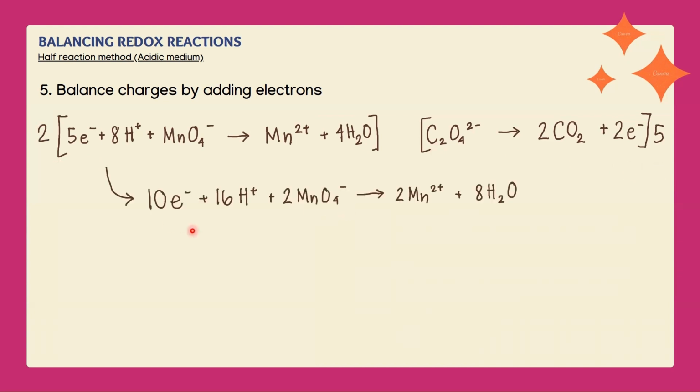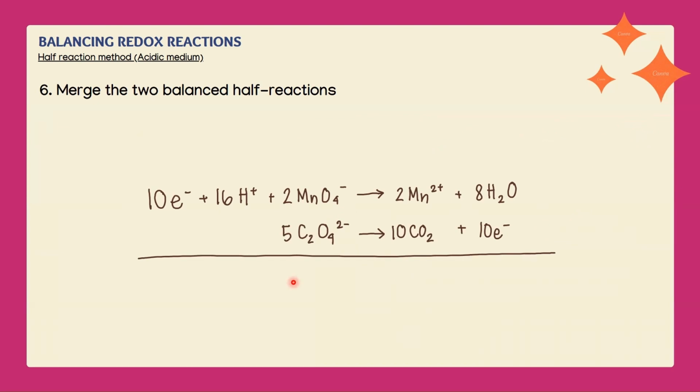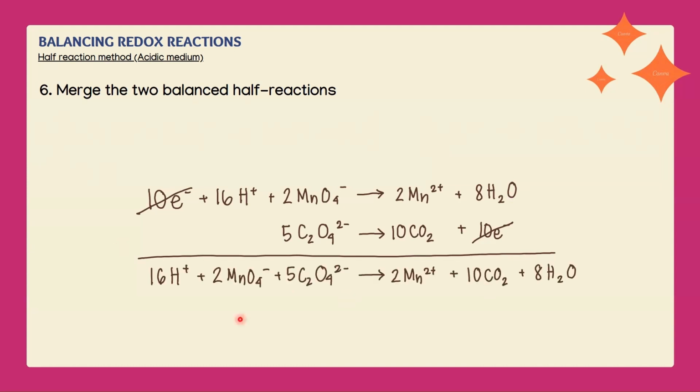So this is the balanced equation for the first half reaction. And this is the balanced equation for the second half reaction. And for the final step, we need to merge the two balanced half reactions. And since there is an equal number of electrons on the product and reactant side, we could already omit these. And thus, we have our final balanced redox reaction.